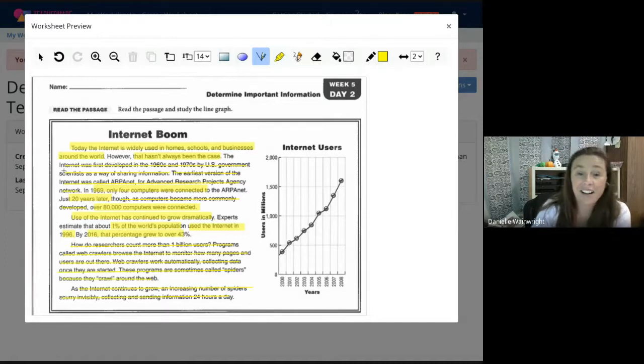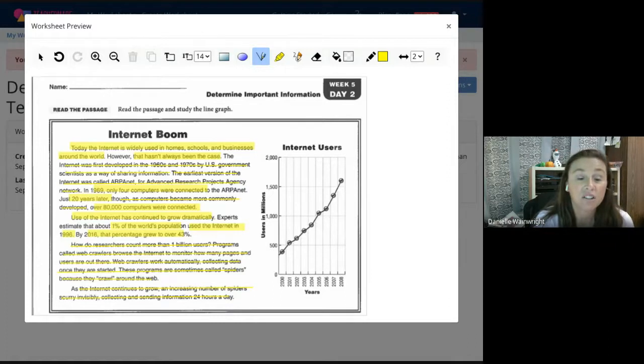Let's see if there are any. So today, the internet is widely used at homes, schools, businesses, and the world, though that's actually pretty specific, so there's nothing to replace there. That hasn't always been the case. In 1969, only 4 computers were connected. 20 years later, over 80,000 computers were connected. I'd actually kind of argue there's nothing that's vague there, so we don't need to substitute anything there.